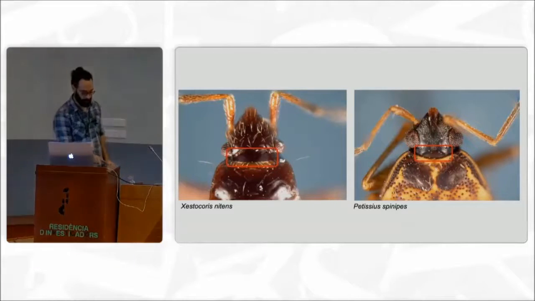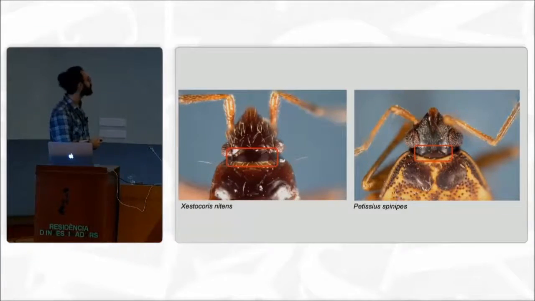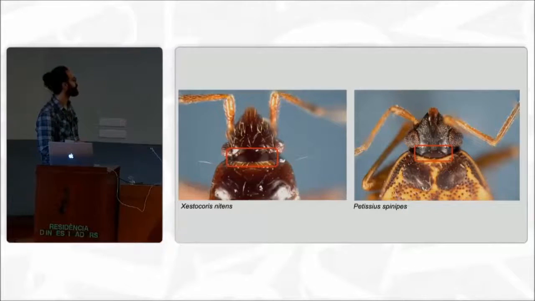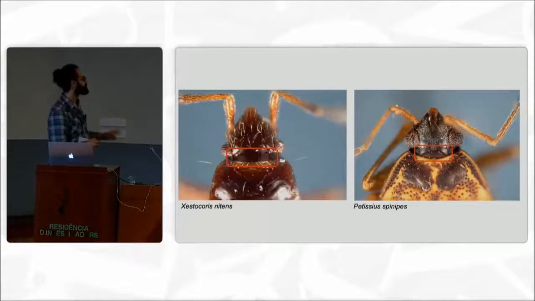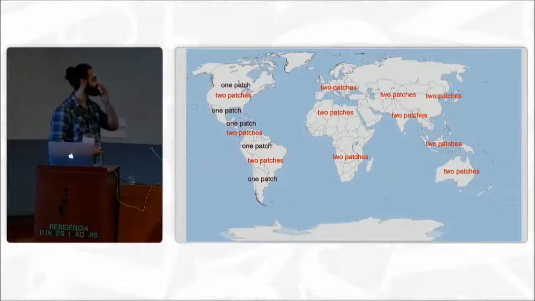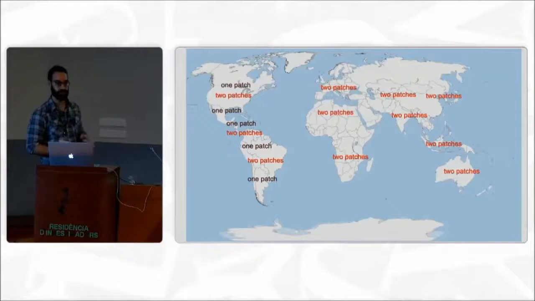Here we can see more closely the iridescent areas. Let's call them patches here. There are two kinds of patches. Two patches here, and just one spot. This is quite interesting for this group. And when you see the distribution of these characters in the world, we see that in the Old World we see just two patches, and in the New World we see one patch and two patches.